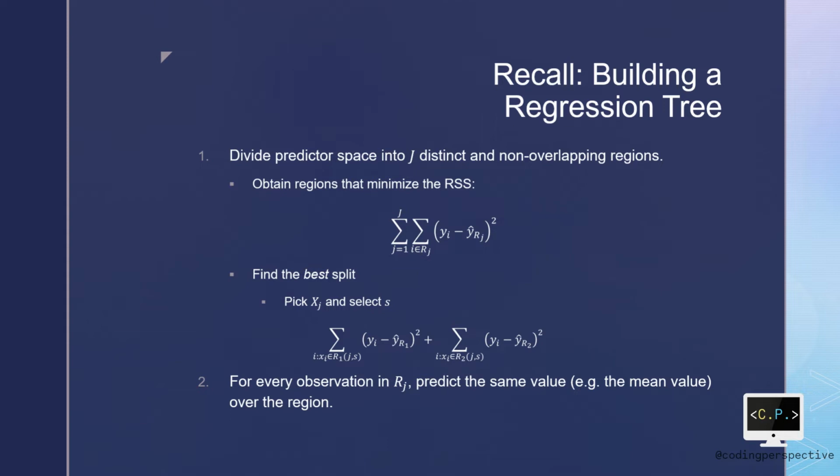First, we use the training data for dividing the predictor space into J distinct and non-overlapping regions. Our goal is to obtain the regions that minimize the residual sum of squares, that is the summation over regions and observations in the related regions of (yi minus y hat Rj) squared. In this formula, yi values are the true values of the observations and y hat values are the predicted values over region Rj.